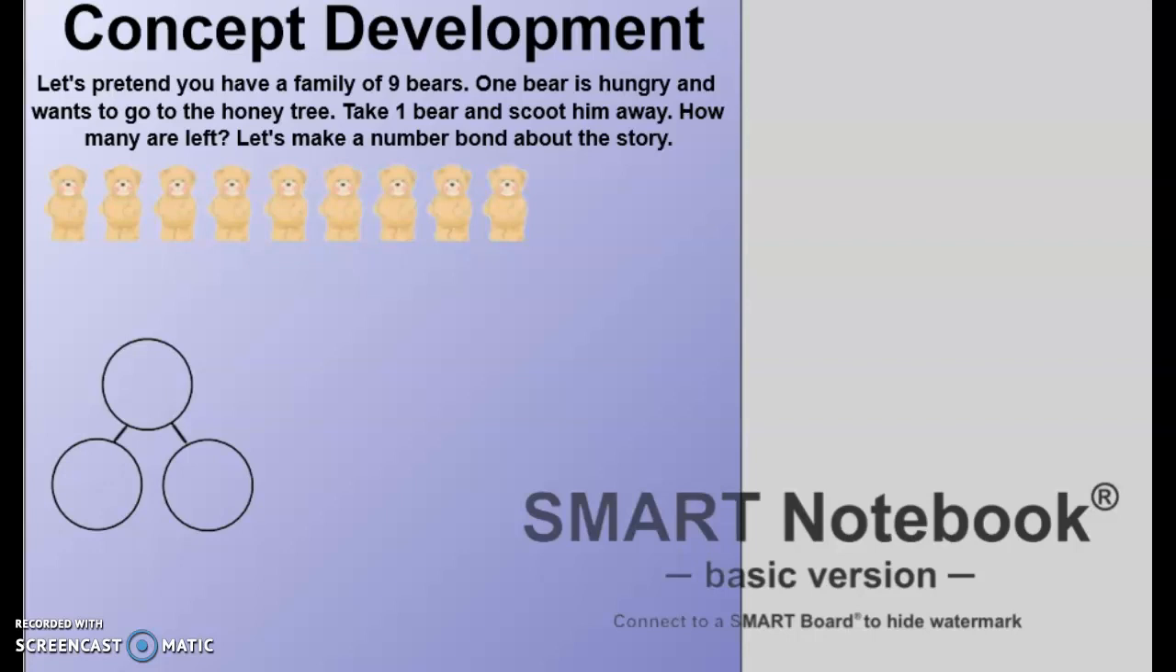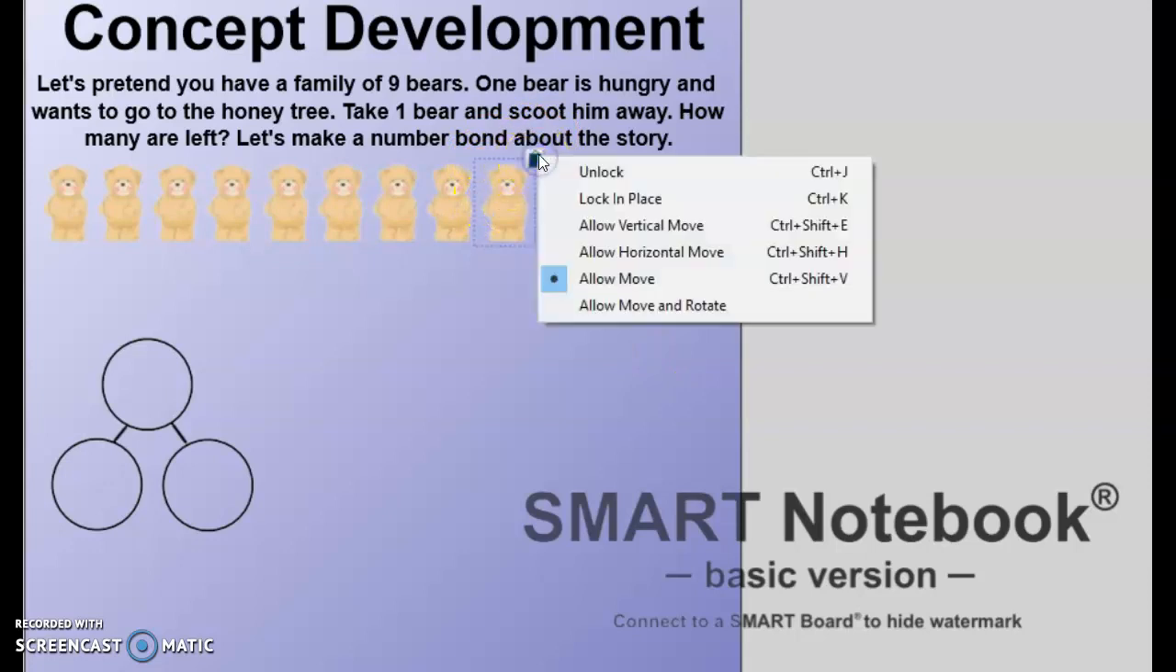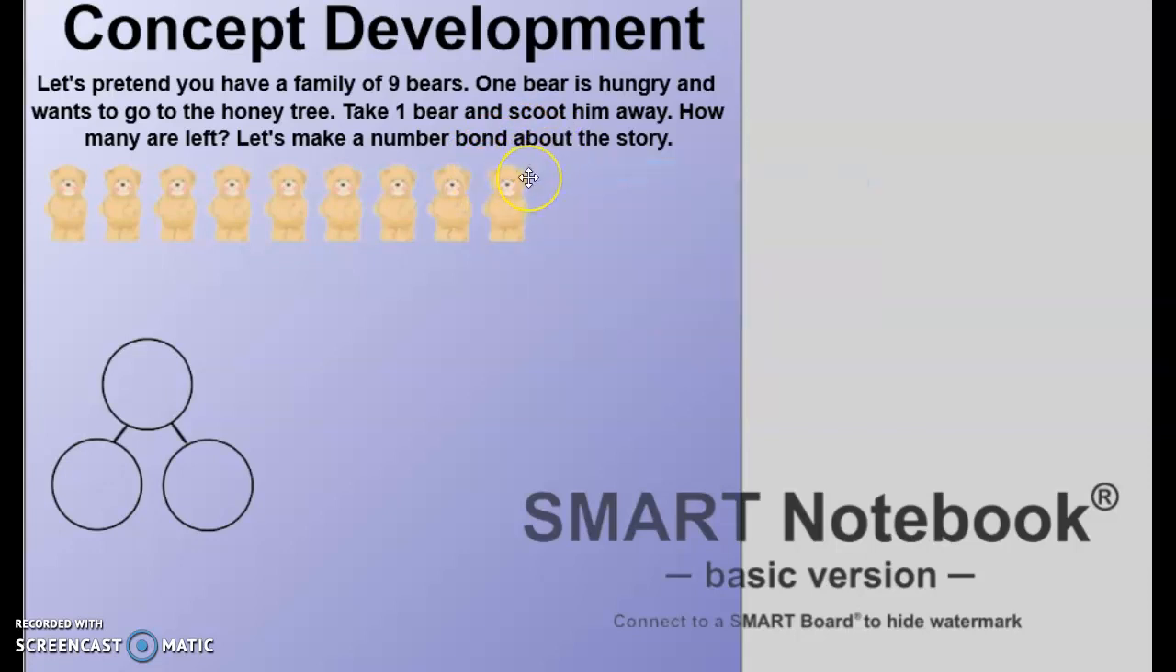And we've been doing a lot with number bonds. So we're going to start with number bonds and work our way up to those equations or those subtraction number sentences, okay? It says, let's pretend you have a family of 9 bears. One bear, we're going to pretend this bear is really hungry and wants to go to the honey tree. So we're going to take one bear and scoot him away because he wants to go to the honey tree. He's really hungry. How many bears are left?